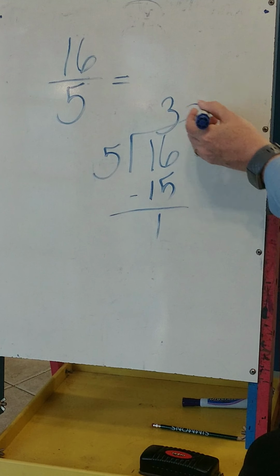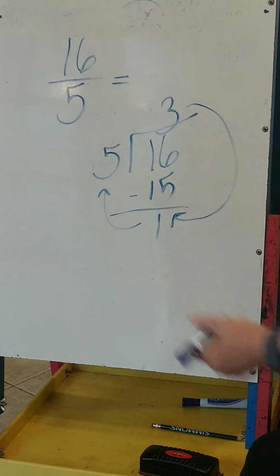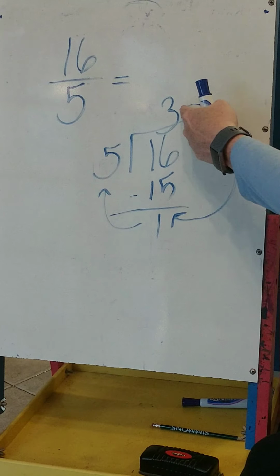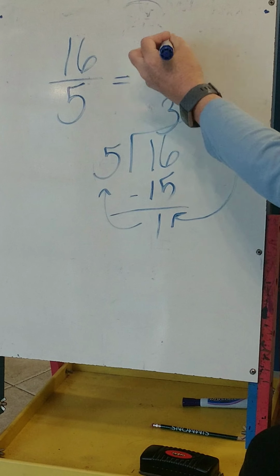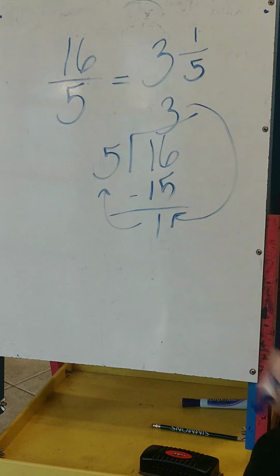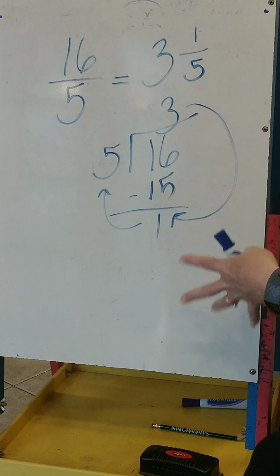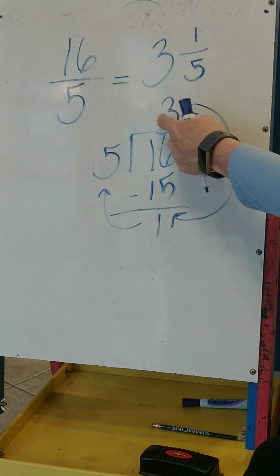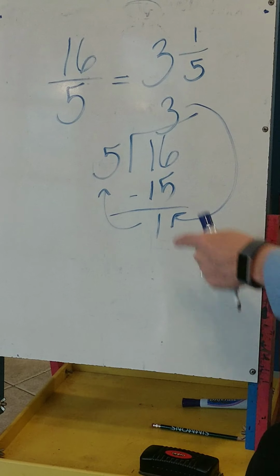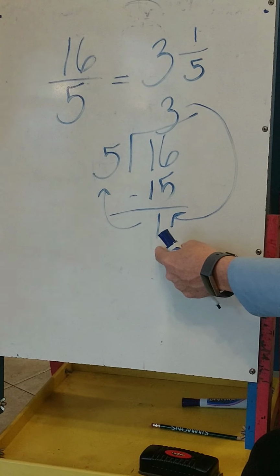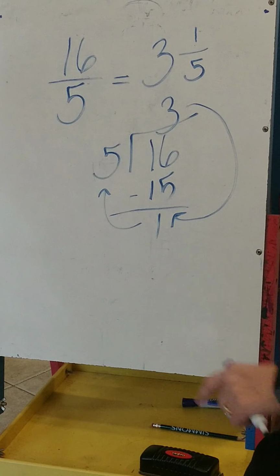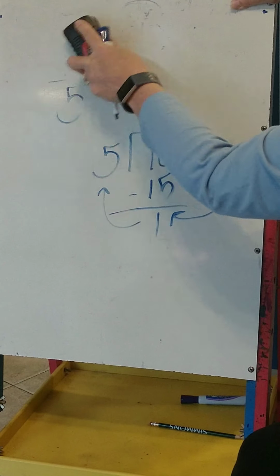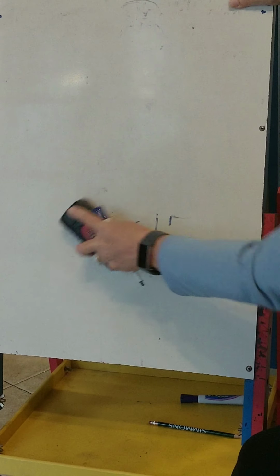I start at the top, I work my way around the outside edge in a clockwise fashion, and that's going to give me my new mixed number. So look, 3 and 1/5. That's my new mixed number. I found that by doing my division problem and then going around the outside edge to find my mixed number. This is always your whole number up at the top, your quotient, and then your remainder and your divisor give you your fraction. So 3 1/5. I'm going to do 2 more before I set you on to try a few on your own.